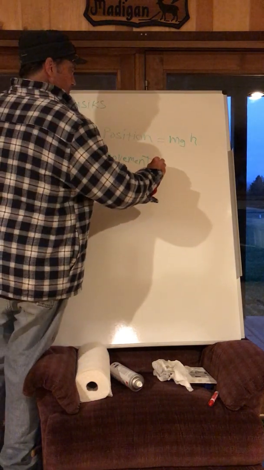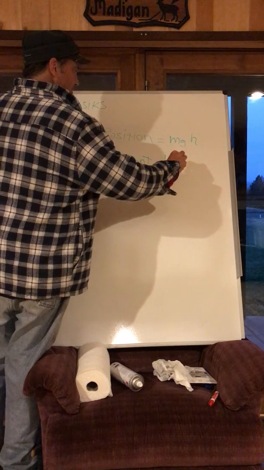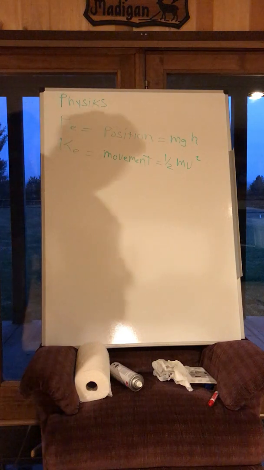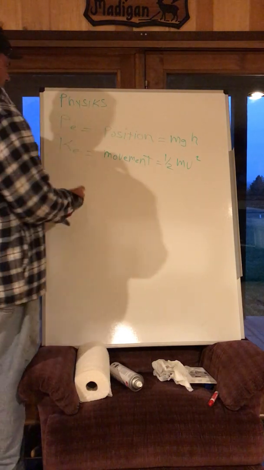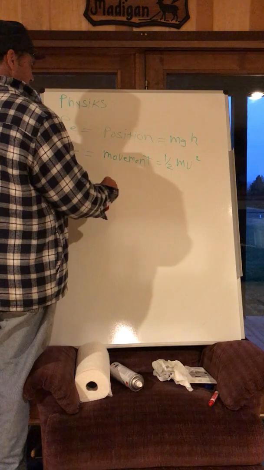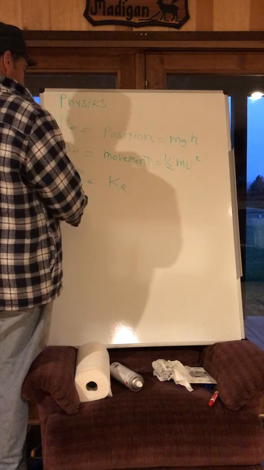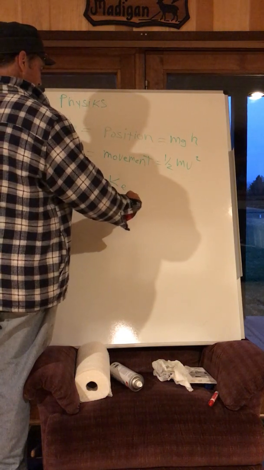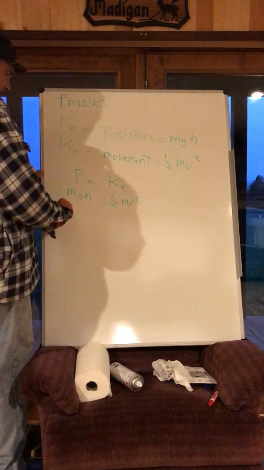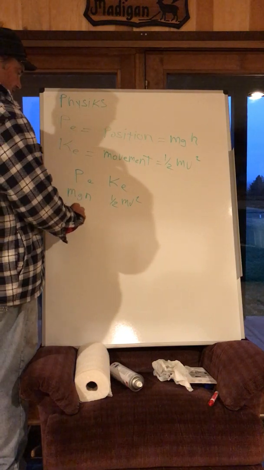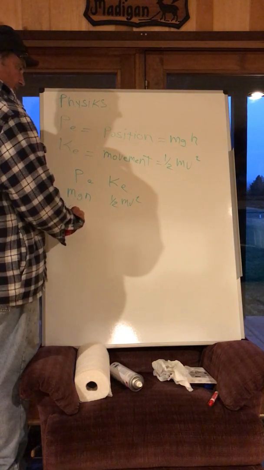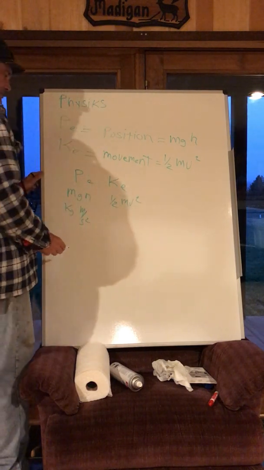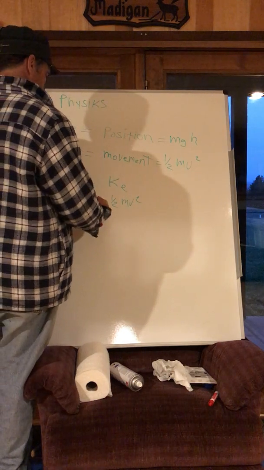Kinetic energy is 1/2 mass times velocity squared. So it's a pretty straightforward concept. Potential energy and kinetic energy, mass times gravity times height, 1/2 mv squared. Mass is kilograms. Gravity is meters per second squared. And height, mass times gravity times height, is in meters.